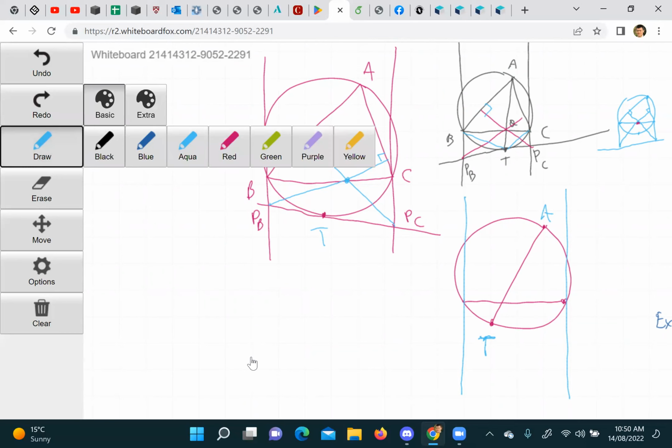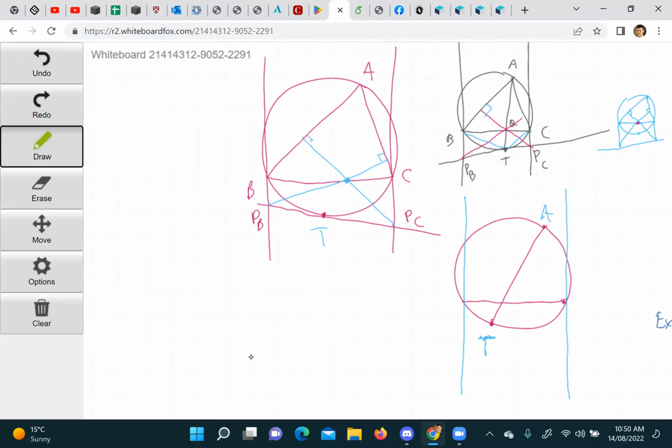Wait, hold on. So you did this. You connect this, and you hit the circle at some T prime. S. It's the line, but it's not the line. Okay, S. And then basically you intersect CS with the tangent, and you intersect BS with the tangent, and you prove they're the same point.